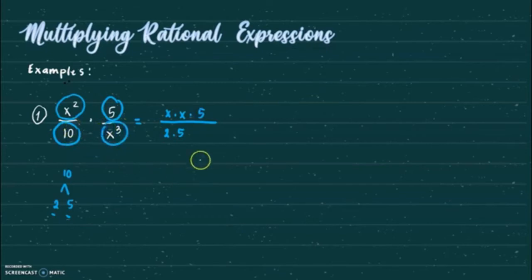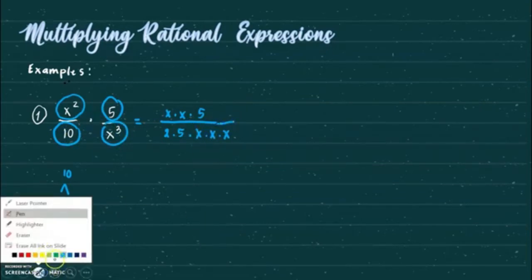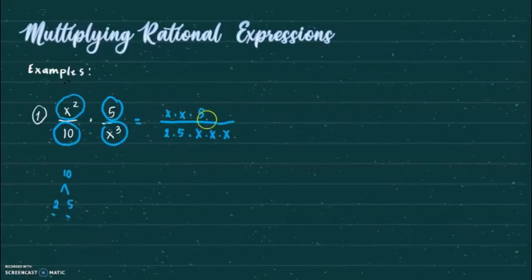And factors of x cubed, we have x times x times x. Okay, now since we are done with all our prime factors, let's divide out common factors. So we have here one pair of x, another pair of x, and a pair of 5. So we see here that all of the factors in our numerator are divided out already, so that would be equal to 1.